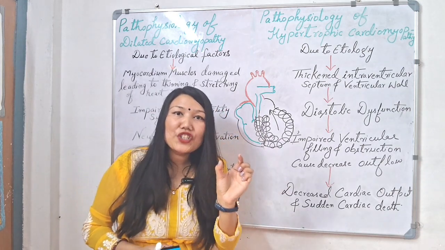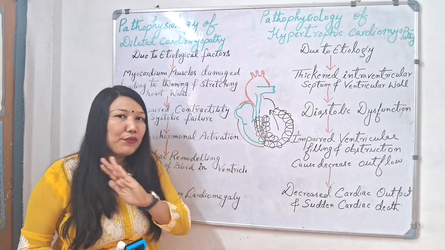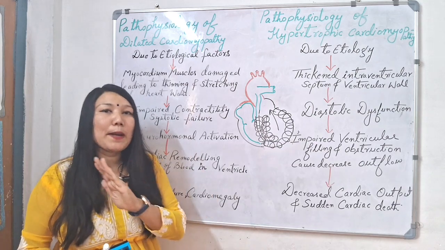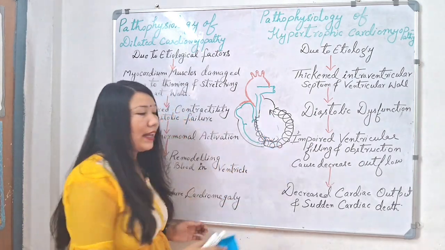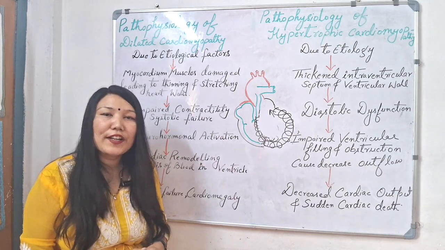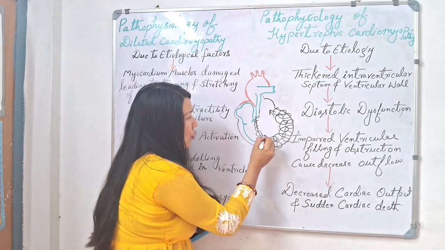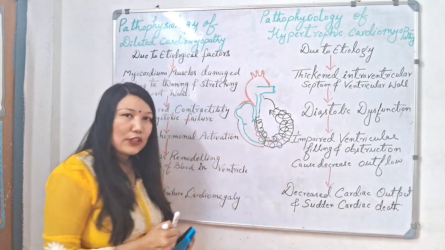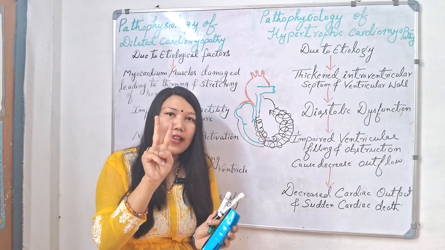So there is obstruction in the main pathway, and the other is called non-obstructed. If there is no thickening in the septum region, there is only thickening in the ventricle region, then it is called non-obstructed hypertrophied. Okay, so due to this obstruction also, the chamber size has been reduced.